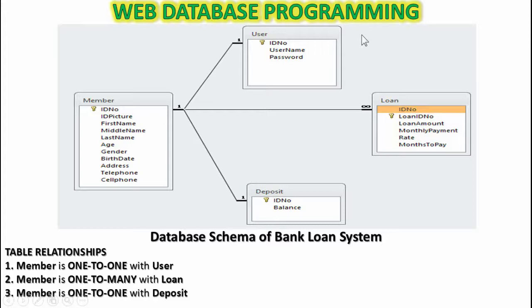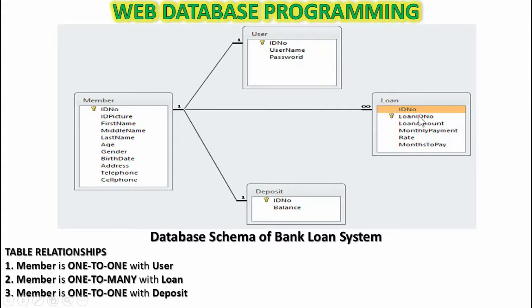As you can see, there are 4 tables in the database schema of the bank loan system. The table member has field names, namely ID number, ID picture, first name, middle name, last name, age, gender, birth date, address, telephone, cell phone. The chosen primary key is ID number. The table user has field names, ID number, username, password. The chosen primary key is ID number. Also, the ID number is a foreign key.